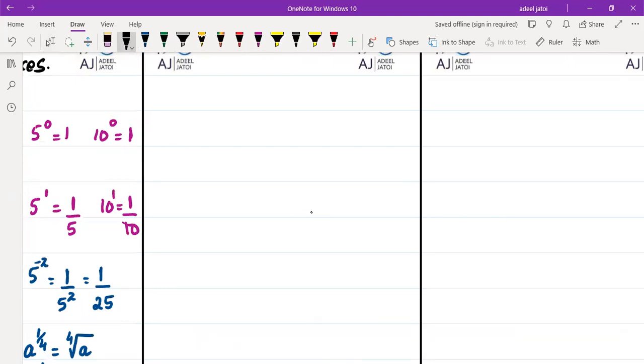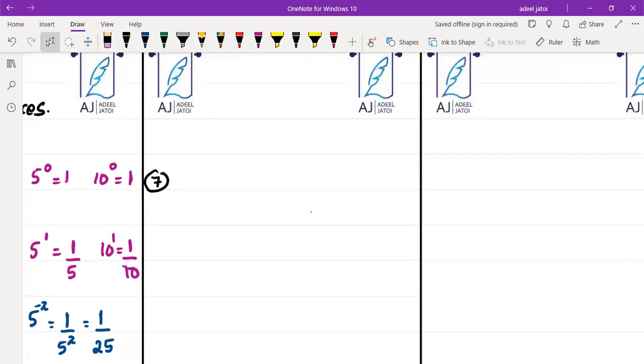Moving to the 7th rule. Your 7th rule says that if a to the power m is divided by a to the power n, you understand that the bases are same but divided. That means your powers are always subtracted. So this should be a to the power m minus n.